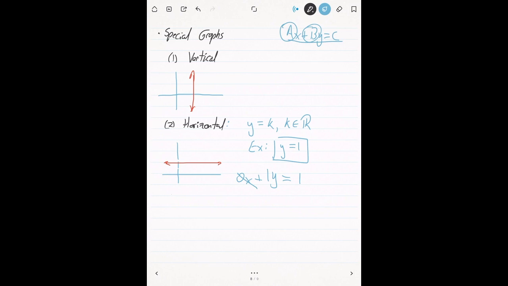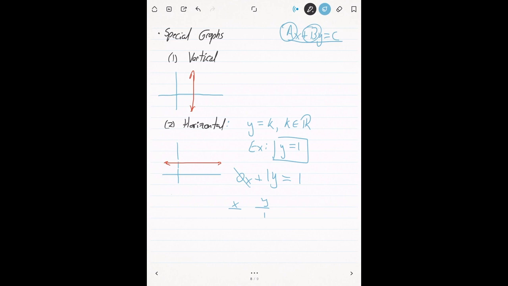This will produce a horizontal graph for us, because what this is saying is start finding solutions to this. Go ahead, start finding solutions to 0x plus 1y is equal to 1. You'll find that y is equal to 1, that's just a single value, right? If I have to find a value for y, it has to be 1. However, x could be anything. X could be anything because it always cancels out.